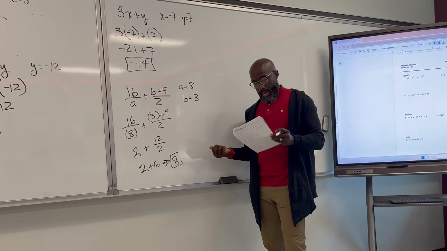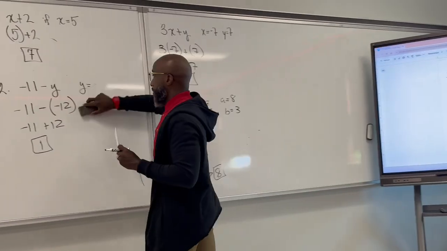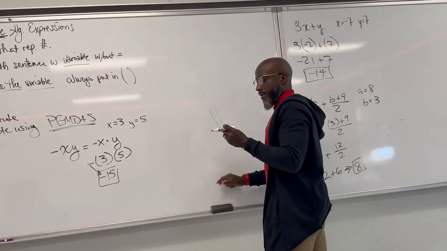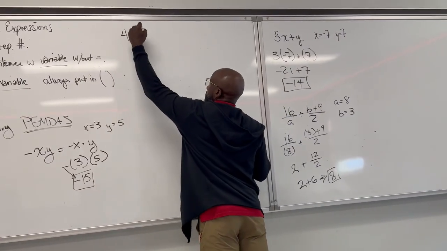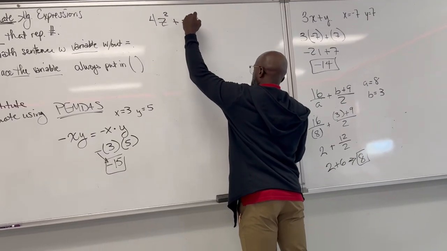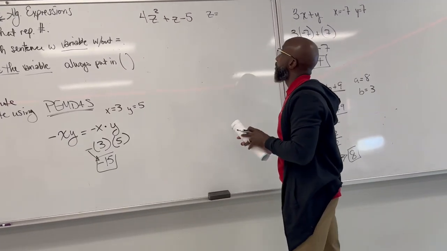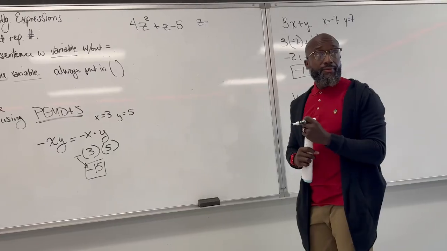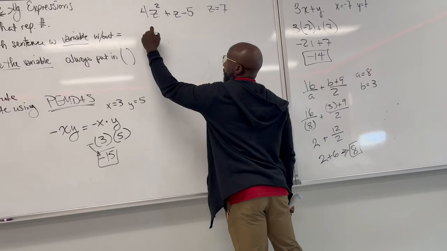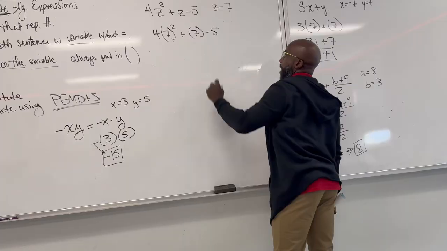Alright, let's look at number 7 in your note packet. We'll do 7 and 8 in your note packet, and then I'll leave you alone. Number 7. This gets interesting because there is an exponent involved. So 4z squared plus z minus 5 when z equals 7. Is it 7 or -7? Z equals what? 7. All right. So substitute it in. 4 times 7 squared plus 7 minus 5.